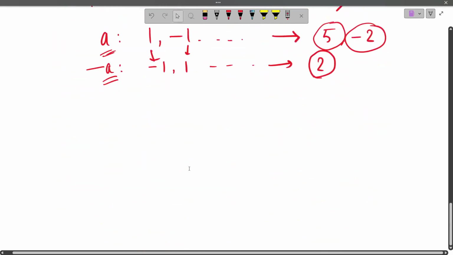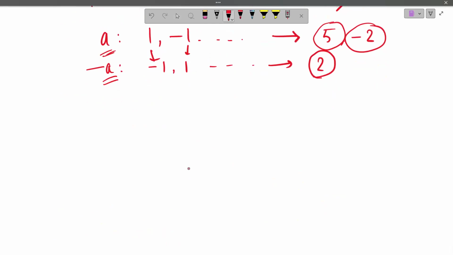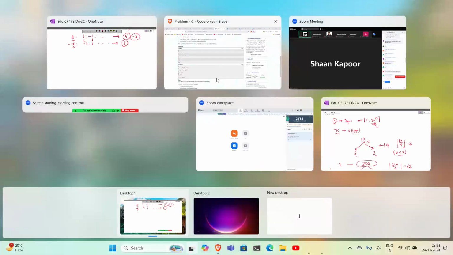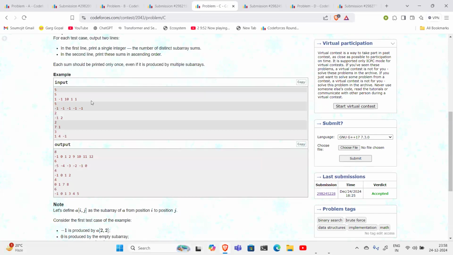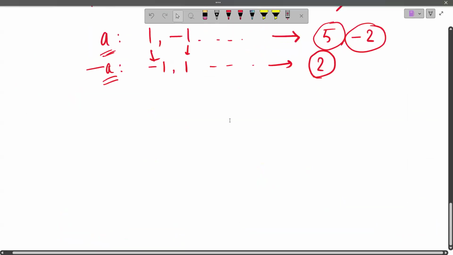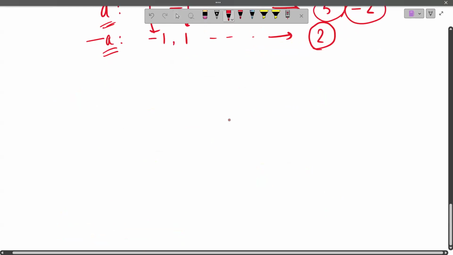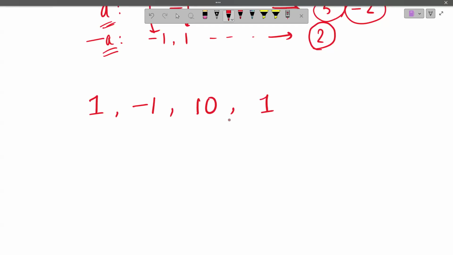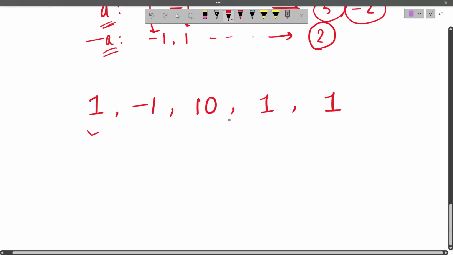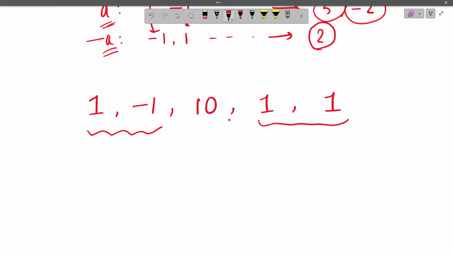Now let us come to a case when there is one extra exceptional element which is neither -1 nor 1. Okay, so let us take this test case 1, -1, 10, 1 and 1, and let's see what happens. So now look at this. This is a subarray and this is a subarray. Both of these are arrays which are constructed of only ones and minus ones. This is also an array which is constructed of only ones and minus ones.